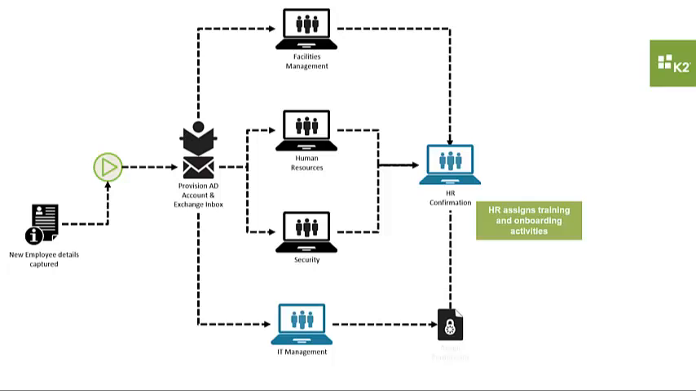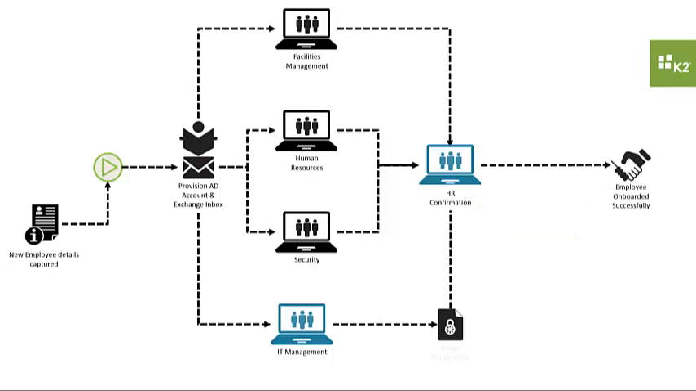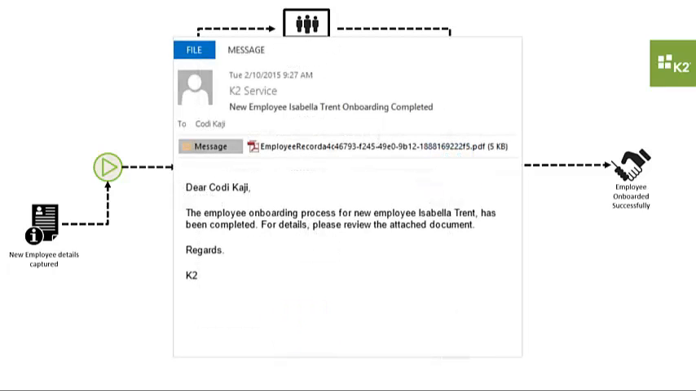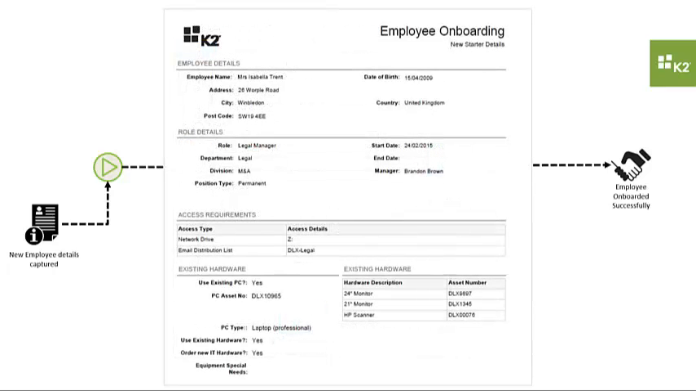And once all of that training has been assigned and all the onboarding activities have been completed, the employee will be ultimately successfully onboarded into the organization, and an automatic notification will be sent out to that hiring manager along with a detailed PDF record of everything that happened. Everything from the role request information to the employee details to the access requirements to whatever existing hardware might be required can all be captured and saved in some kind of long-term document storage system if needed.